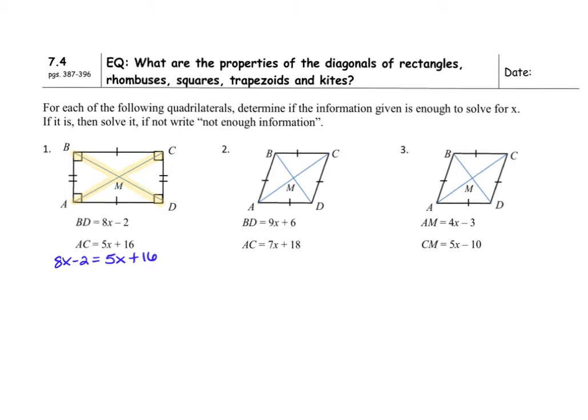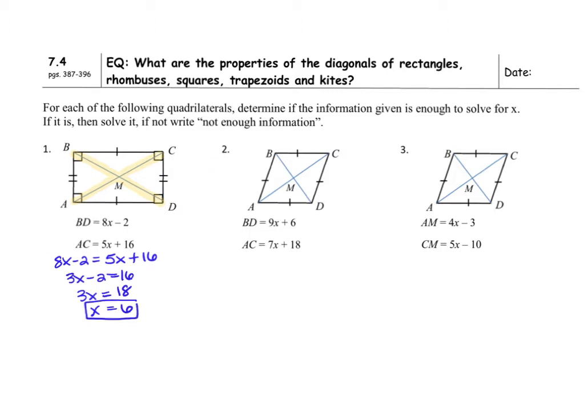To solve for x, I would subtract the 5x from each side. That would give me 3x minus 2 is equal to 16. Then add the 2 over. That would give you 3x is equal to 18. Once you divide by 3, you get an answer of 6 for x.